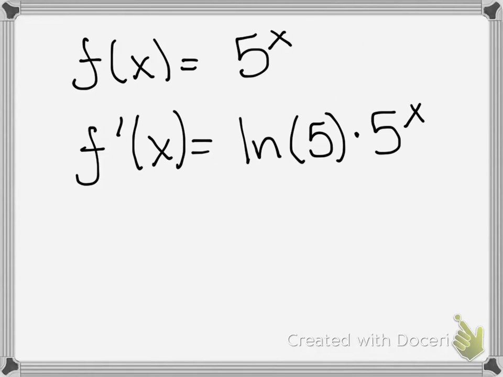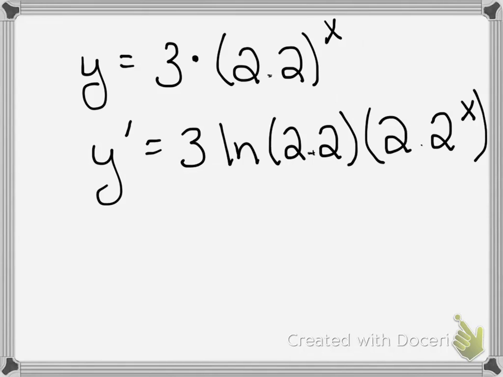So an example for that would be if the function is 5 to the x, then your derivative is the natural log of 5 times 5 to the x. Be sure to include these examples and rules in your notes. Another example would be 3 times the quantity of 2.2 to the x. Well, your b in this situation is 2.2, so the 3 just stays out front. Then you take the natural log of 2.2 and you multiply it by 2.2 to the x, and that's your derivative.